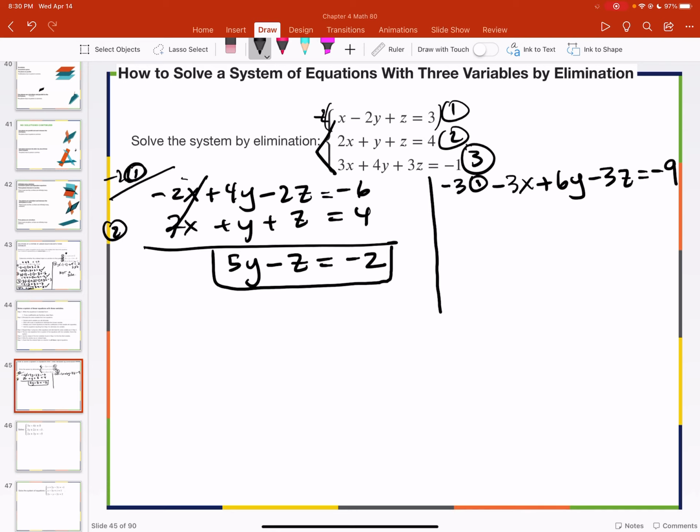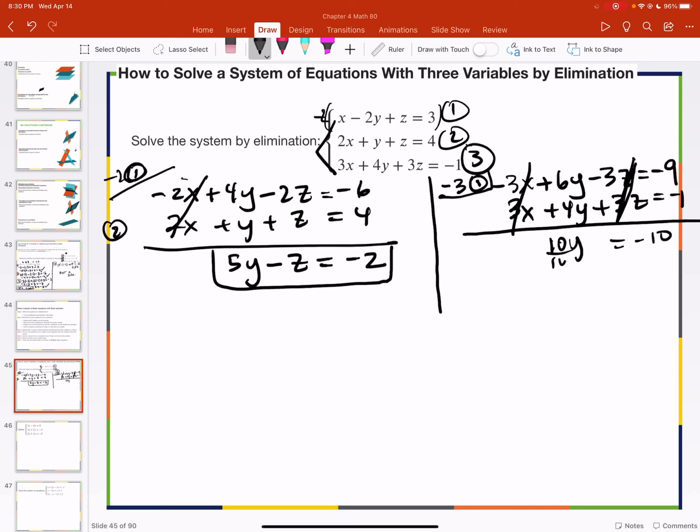And then I'm going to write down 3. So that's 3x plus 4y plus 3z is equal to negative 1. And then I'm going to add this together. These cancel. So then I get 10y. And interestingly enough, these also cancel. So then that leaves me with negative 10. So divide both sides by 10, and I get already y is equal to negative 1. So that was a lucky one. So now I can just plug that into here and solve for z.